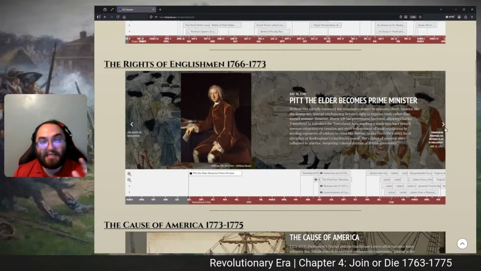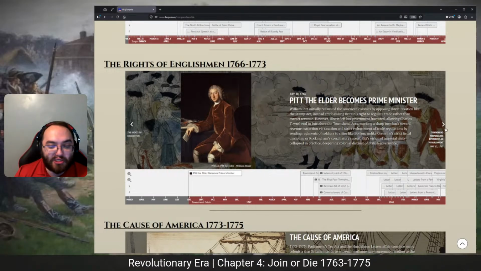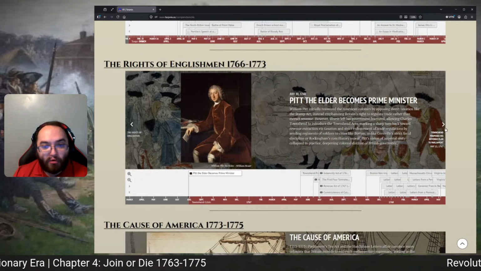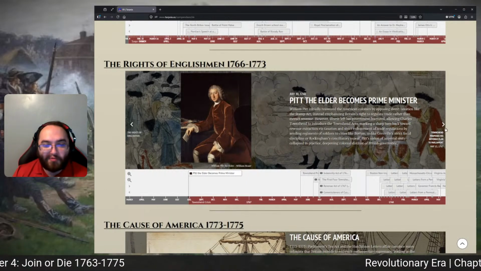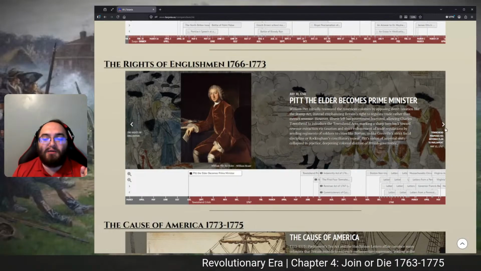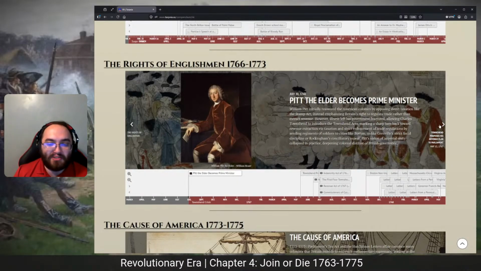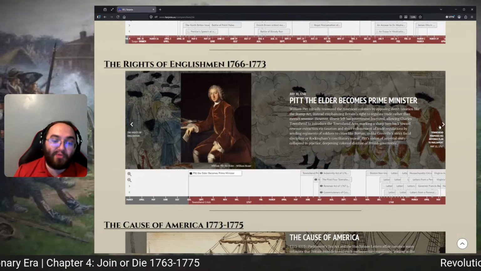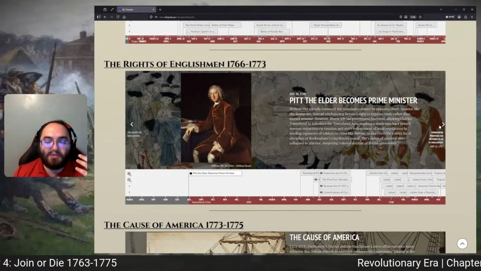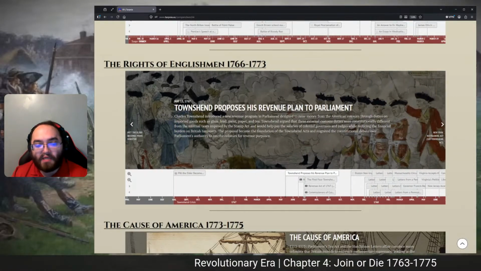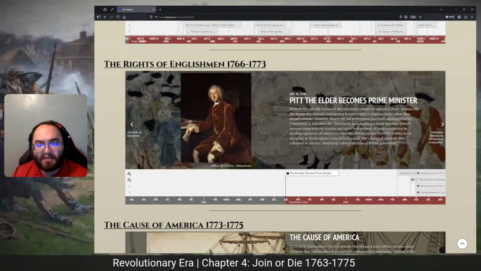So he is on the side of colonial representation in Parliament, but he is also on the side of Parliament's authority over the colonies. So he's not 100% for the colonial cause. In fact, most Whigs are not 100% on board of the colonial cause. Even though they want representation, they also want Parliament to have authority over the colonies. And let me just read the description that I have for him.